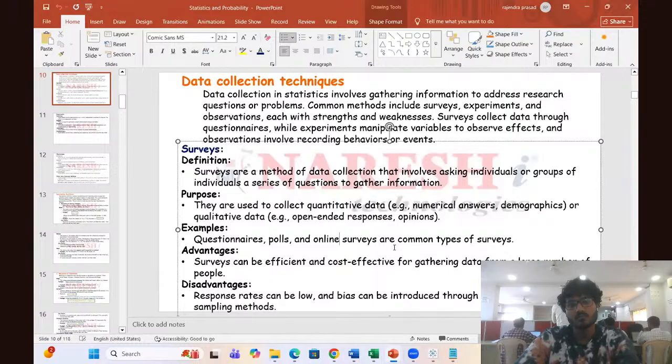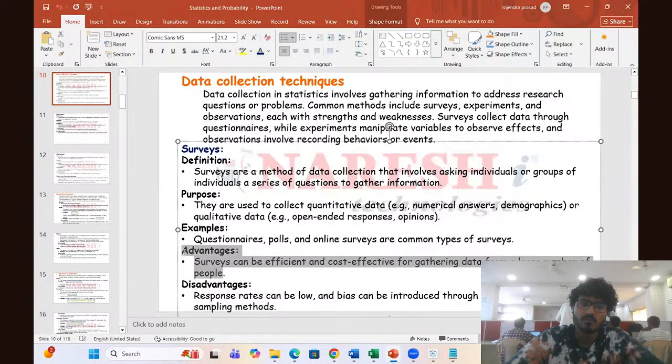There are also some applications that conduct online surveys. They give you a set of questions, and if you give the right answer, you get 5 rupees, 10 rupees, like that. These are things that collect this kind of information. Next, advantages of the survey. Surveys can be efficient and cost effective for gathering data from a large number of people.